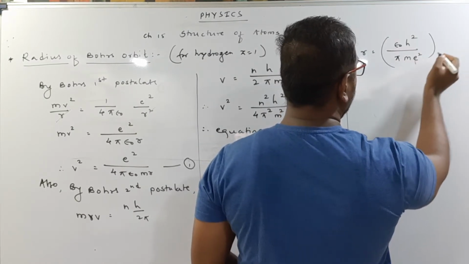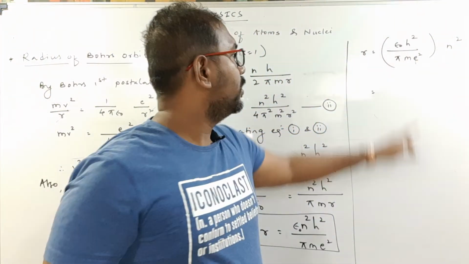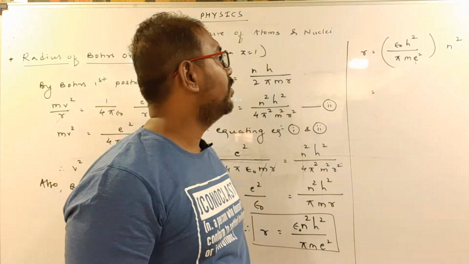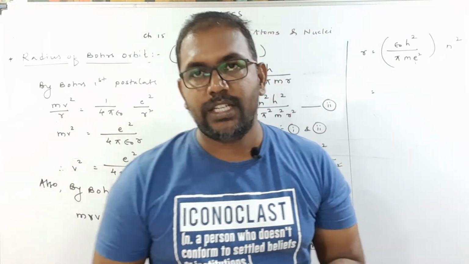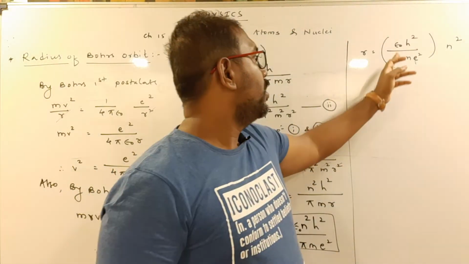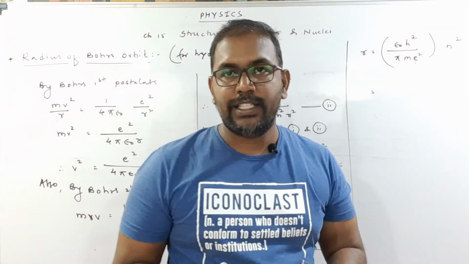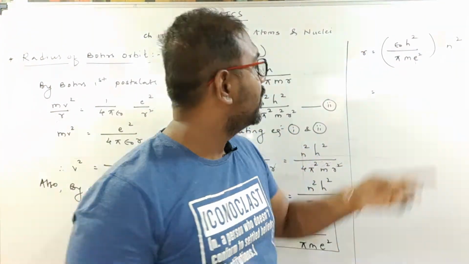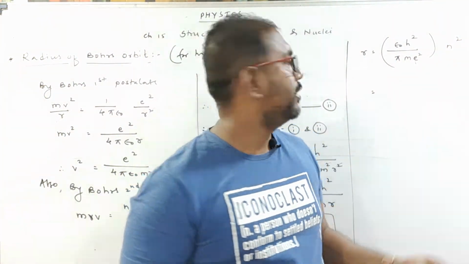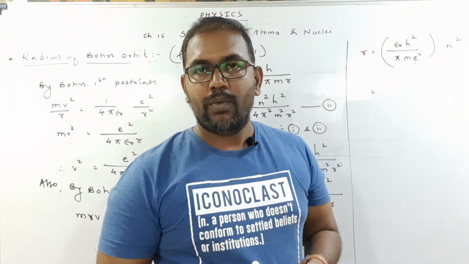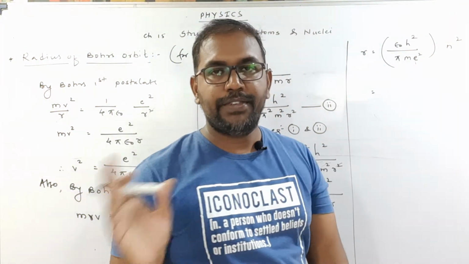Pi, m, e square into this n square. So I can consider this epsilon 0. The value is fixed, means it is a constant. h is Planck's constant. Its value is also fixed. Epsilon 0 value is 8.85 into 10 raised to minus 12. h is 6.63 into 10 raised to minus 34 joule second. Pi is 3.14. Mass of electron is 9.1 into 10 raised to minus 31. e, charge on electron, is 1.6 into 10 raised to minus 19. Everything is constant in this bracket, having a fixed value.